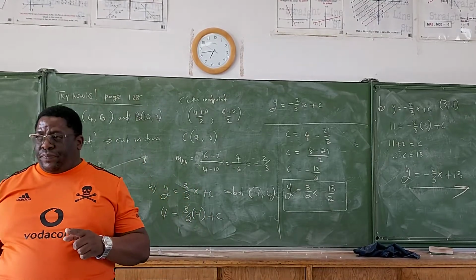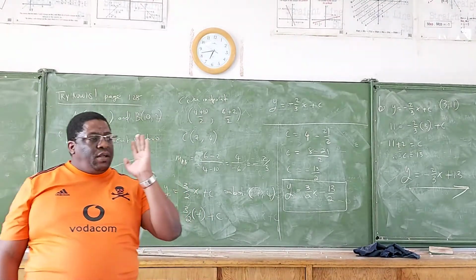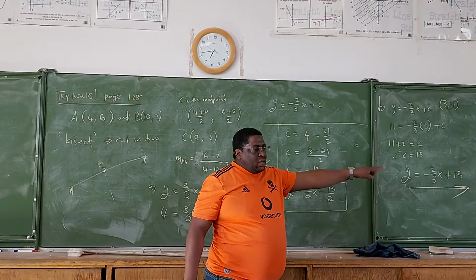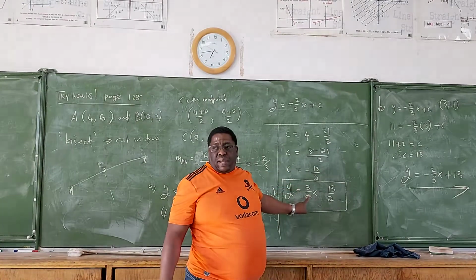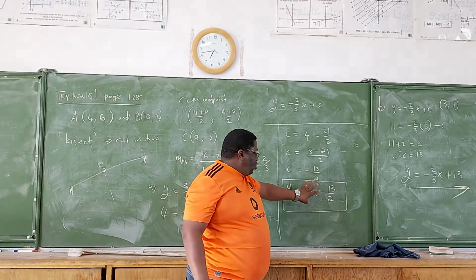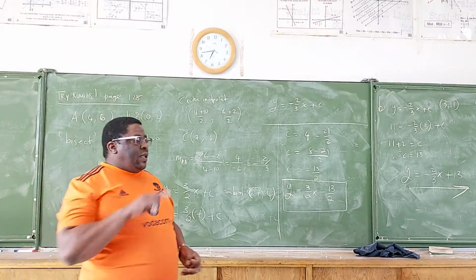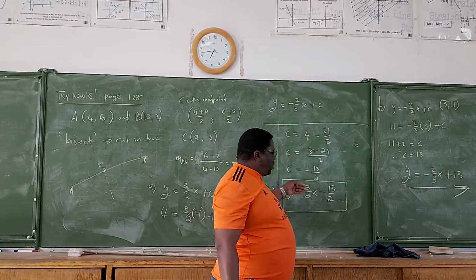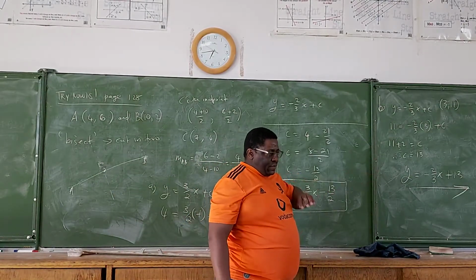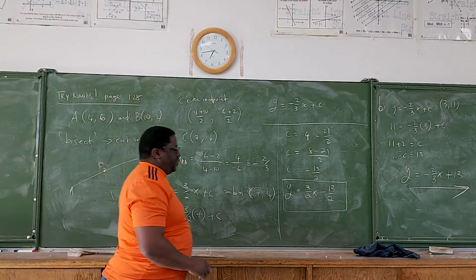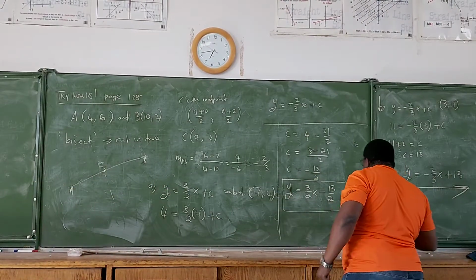So first of all, C lies on the line that is parallel. We now know the parallel. C also lies on the line that is perpendicular. We have this. So we take these two equations and we equate them. Then we get the value of x. Then we take the value of x and substitute in either this equation or that to find the coordinate of y. So I'm going to do that here, right? So take the two and equate.